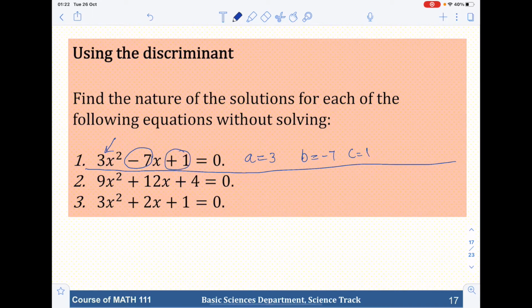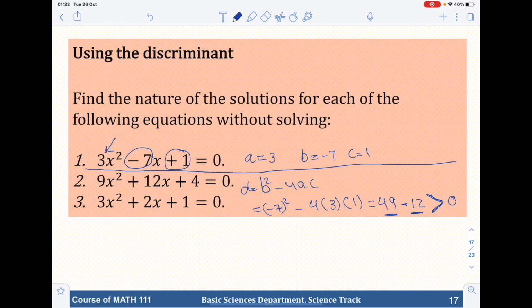Now, the discriminant is b squared minus 4ac. So the first one would be b squared, so negative 7 squared, minus 4 times a, which is 3, times c, which is 1. So we have 49 minus 12. So 49 minus 12 is more than 0. As you can see, this is bigger than this one, so the value would be more than 0.